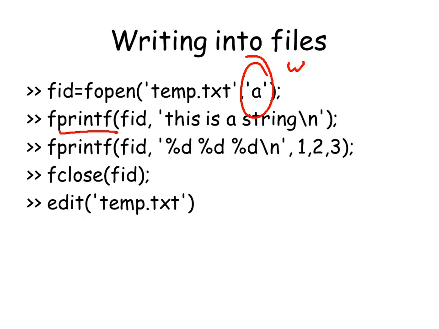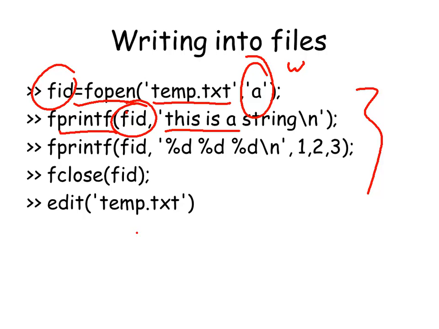And then fprintf will work in the same way as working in the command window. But now instead of printing into the command window, I am printing into the file. And the first argument will be the file identifier that I am printing into. And you would obtain that file identifier using the fopen function. So after you write these lines of code, the contents of the temp.txt will contain, this is a string, and then the numbers 1, 2, 3.